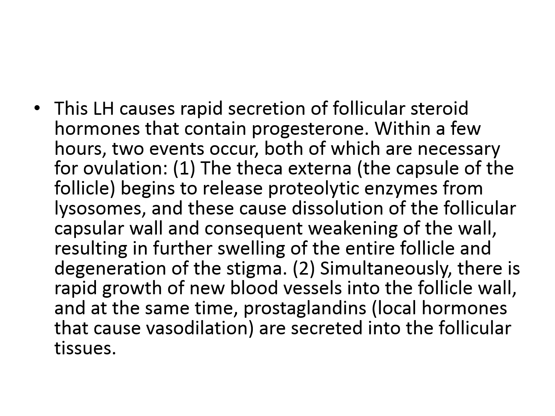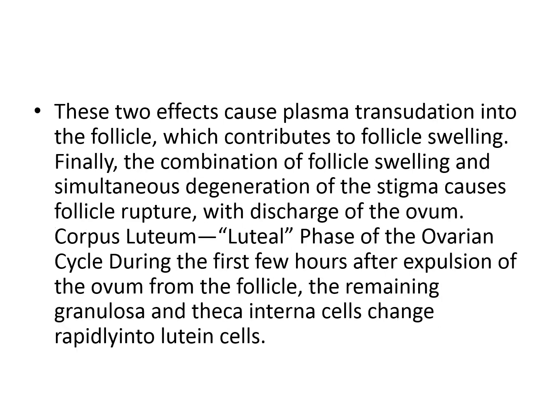Simultaneously, there is a rapid growth of new blood vessels into the follicular wall, and at the same time, prostaglandins, which are local hormones that cause vasodilation, are secreted into the follicular tissues. These two effects cause plasma transudation into the follicle, which contributes to follicular swelling. Finally, the combination of both follicular swelling and simultaneous degeneration of the stigma causes follicular rupture with discharge of the ovum, and the follicle will now be called the corpus luteum.